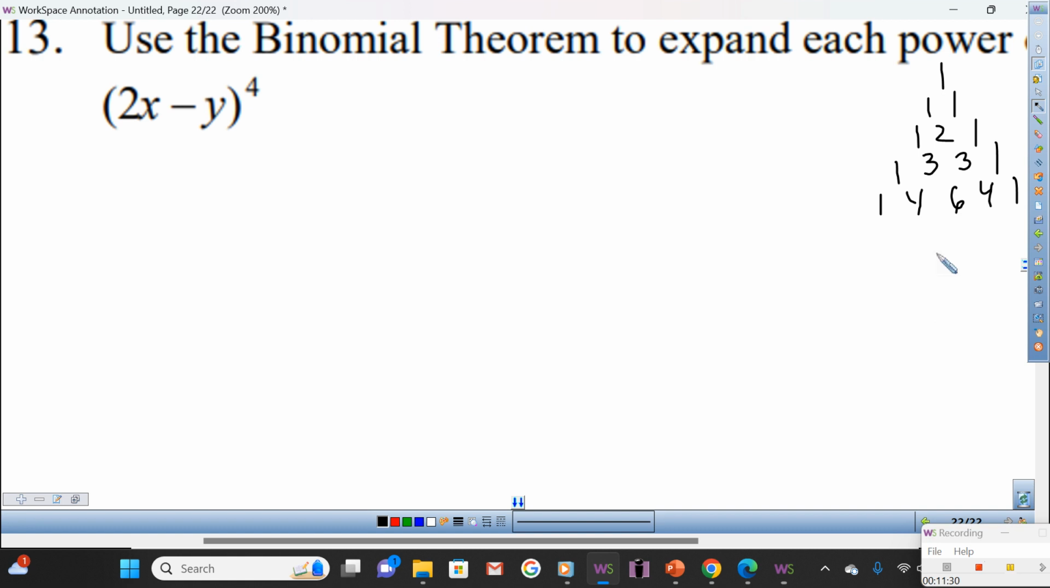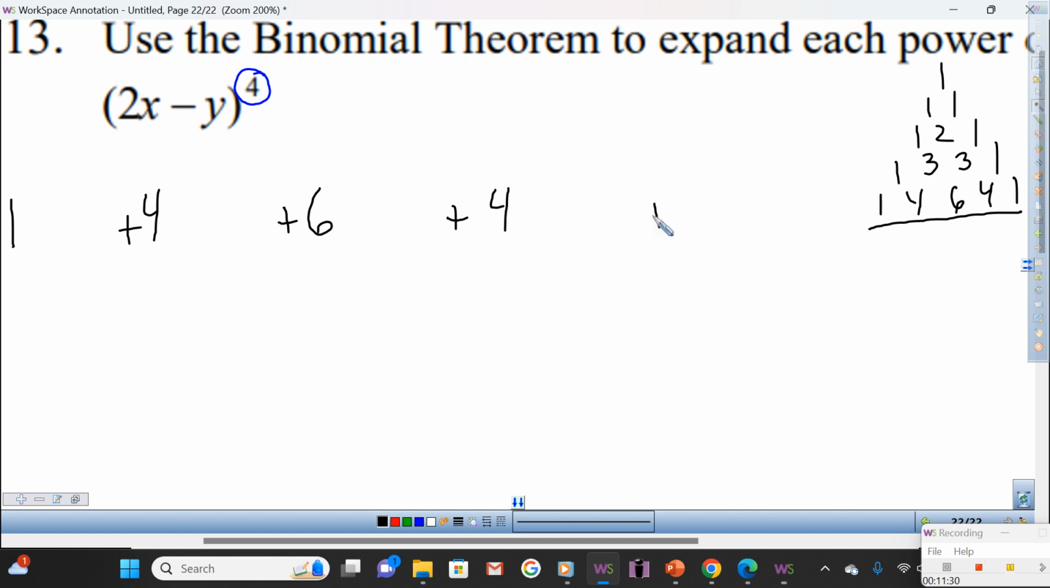And I stop. Why did I stop at this row? Tell your neighbor, why did I stop there? Yeah, because that's the number of the exponent. When it comes up, that's where I stop my pattern. So, with that said, let's write all of these as coefficients: 1, 4, 6, 4, and 1.